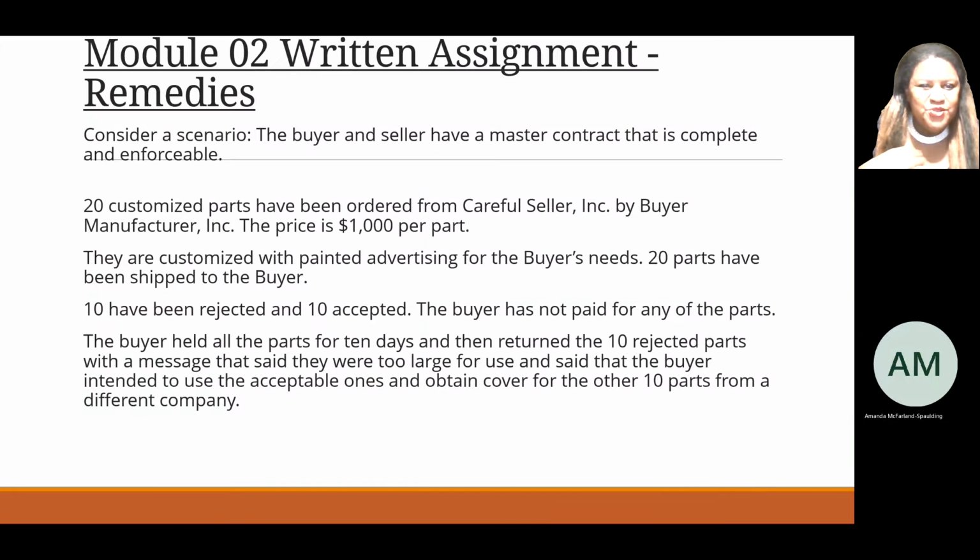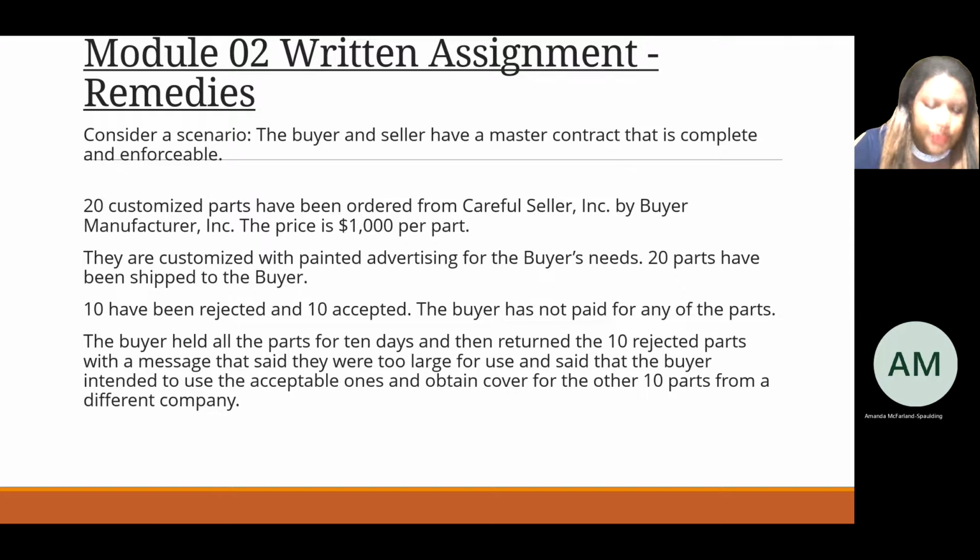Let's talk about your Module 2 assignment. So in our scenario, the buyer and seller have a master contract that is complete and enforceable. 20 customized parts have been ordered from the seller by the buyer. The price is $1,000 a unit. They are customized with painted advertising for the buyer's business. 20 parts have been shipped. 10 are rejected, though. 10 are accepted. The buyer has not paid for any of the parts.